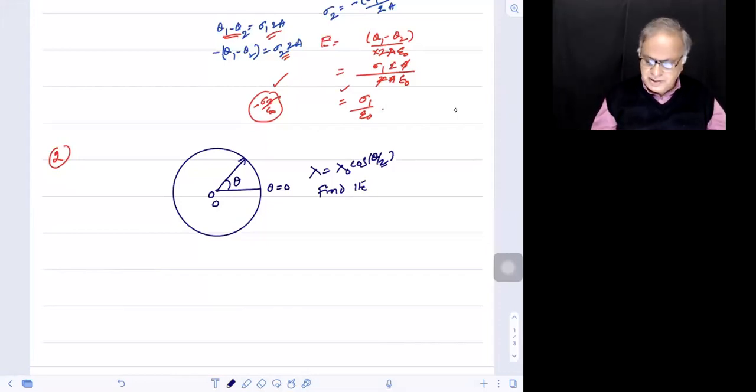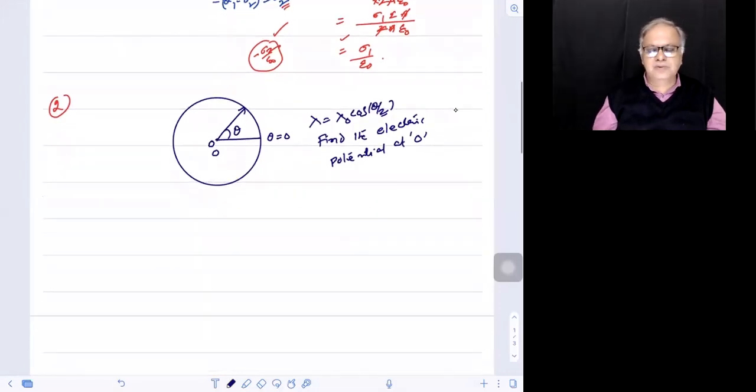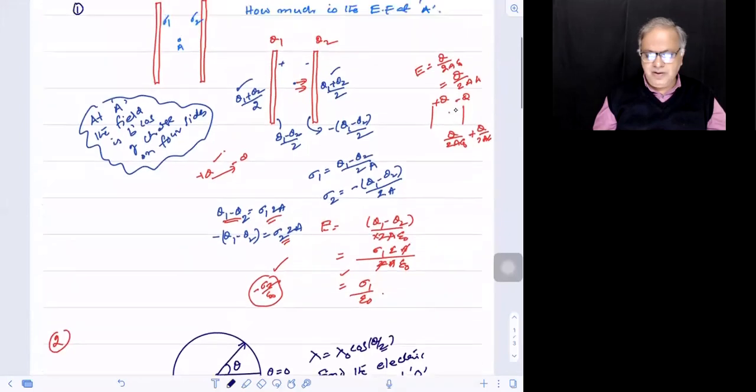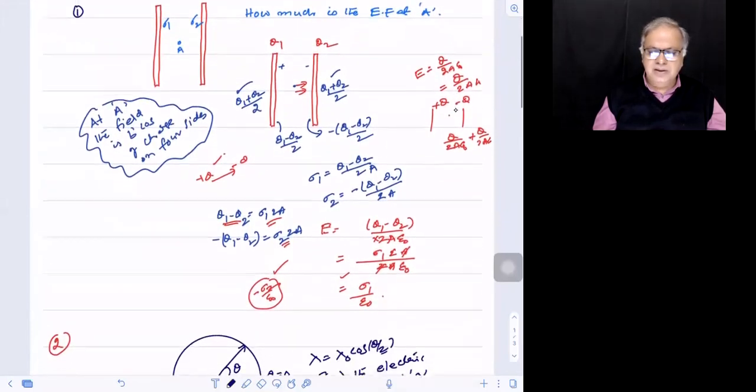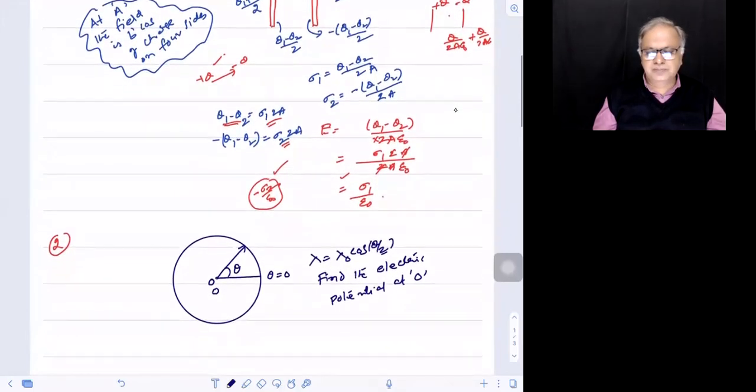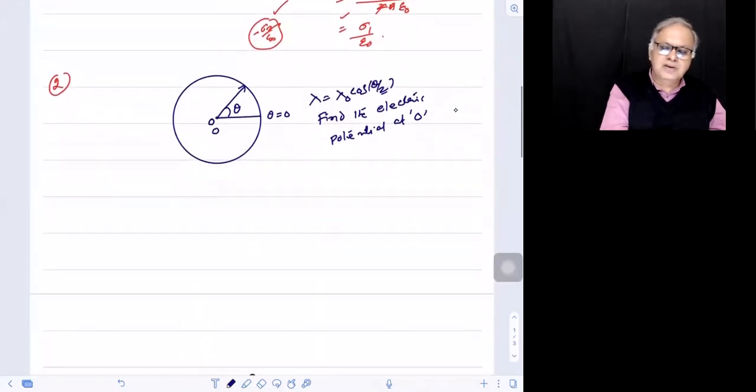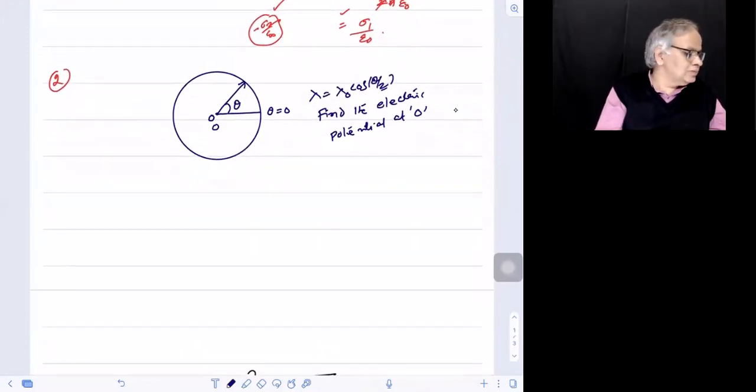Find the electric potential at O, the center of the ring. We did something like this for electric field strength. Now find the electric potential at O. Somebody who did not do the previous one, look at it. Now come back to this.